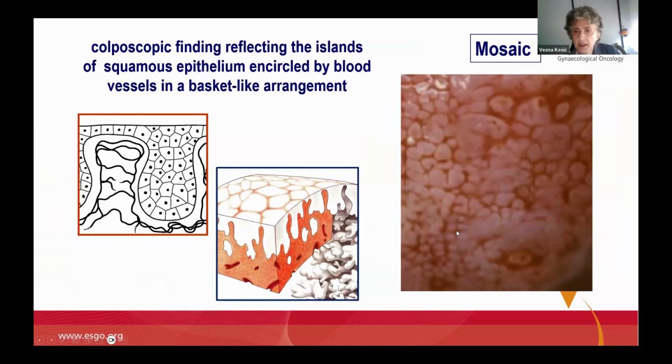Something similar is with mosaic. Mosaic are the islands of squamous epithelium, also abnormal epithelium, but now they are encircled. The blocks of abnormal epithelium are encircled by blood vessels. This is what they call basket-like arrangement, and from looking from above, we see them as real mosaic.